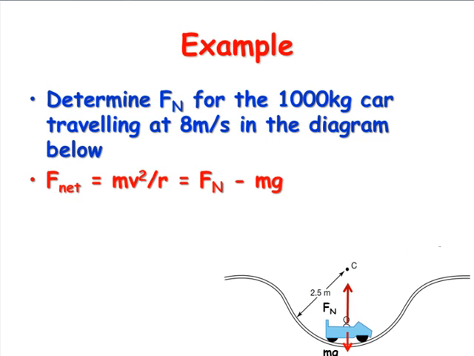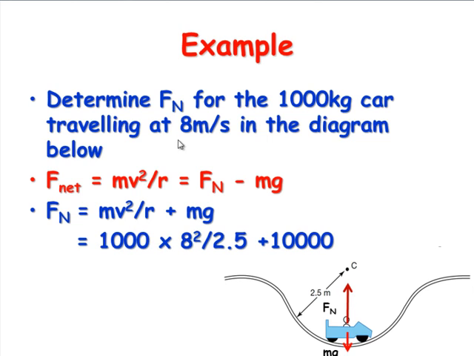That's a pretty typical exam question. So rearrange it. We've now got mv squared on r plus mg. Notice that we're going to add the two together, so it's going to be greater than your normal weight force, which is good because you feel really heavy at the bottom of that dip. Substituting in, we've got 1,000 times 8 squared over 2.5 plus 10 times the 1,000 for our mg, giving us a total normal reaction force of 35,600 newtons. The equivalent of just over 3.5 Gs.